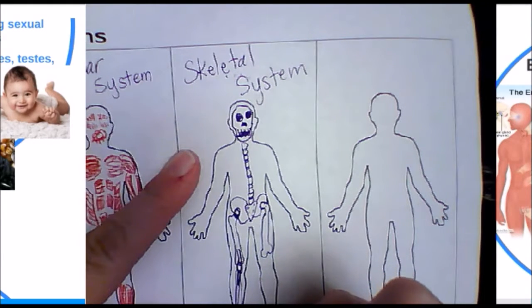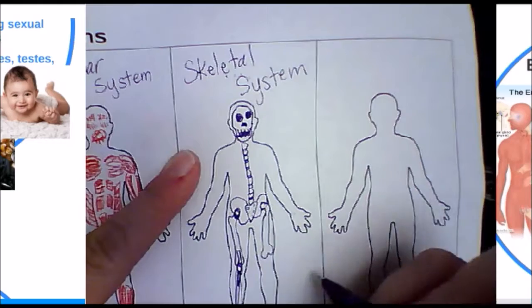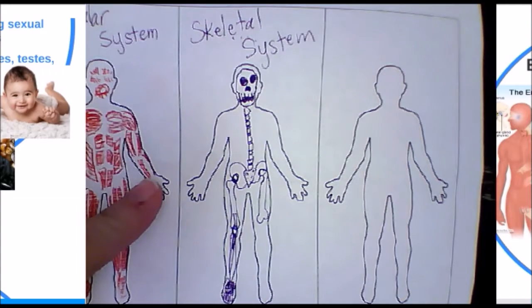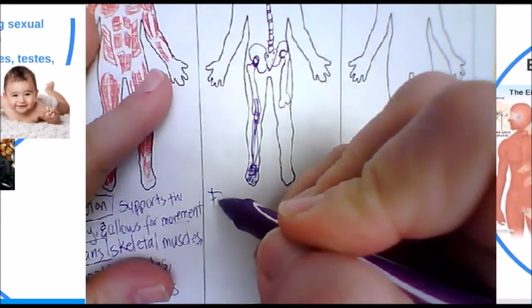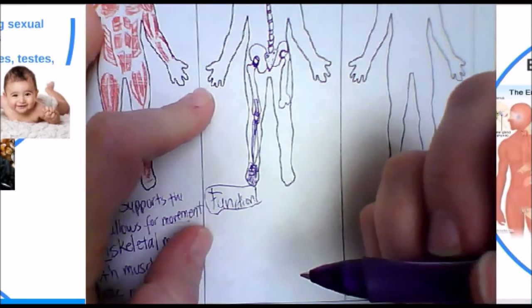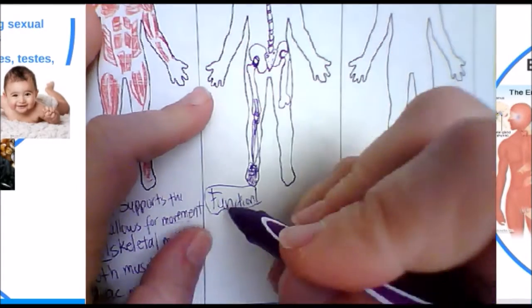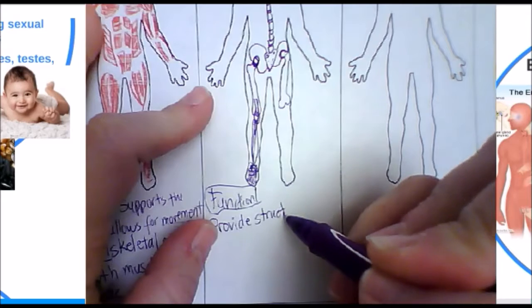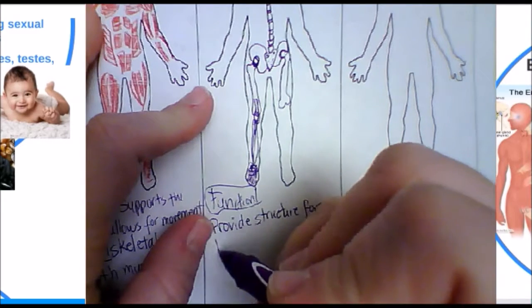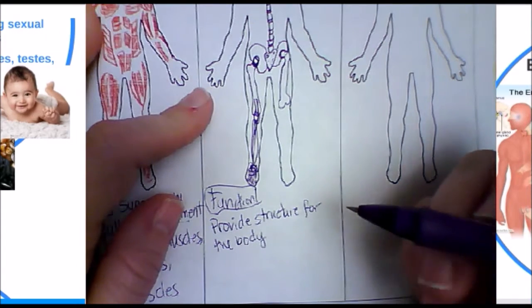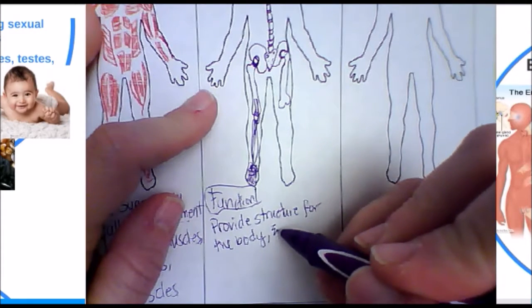All right, so let's go ahead and write down our function. Our function for the skeletal system, if you can remember, was to provide structure for the body. So it provides structure for the body and something for muscles to pull against. So something for muscles, I'm going to say pull on because I'm running out of room. So instead of saying against, I'm going to say on because I don't have any space.